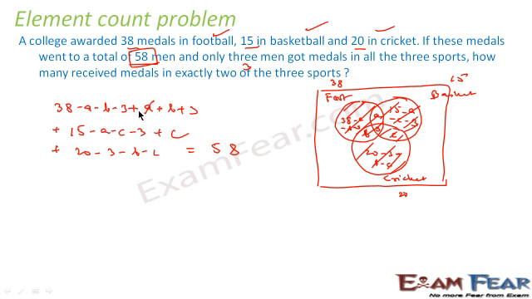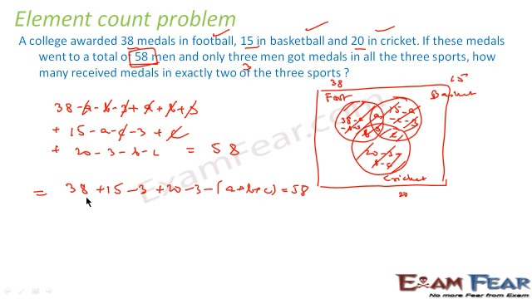So let's cut this. A plus A minus A, plus B minus B, plus C minus C. So what we get is plus 3 minus 3 also. So what you get is 38 plus 15 minus 3 plus 20 minus 3 minus A plus B plus C is equal to 58.